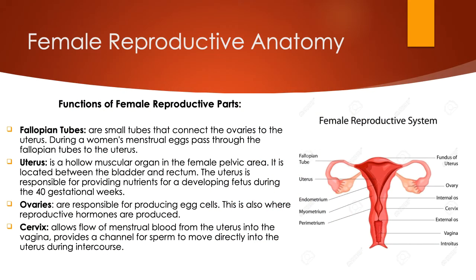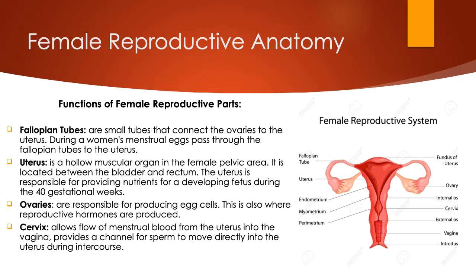First, let's talk a little bit about the female reproductive anatomy and some of the functions of those different parts. So we have the fallopian tubes, which are small tubes that connect the ovaries to the uterus, which is a hollow muscular organ in the female pelvic area, and this is responsible for providing the nutrients to a developing fetus during those 40 gestational weeks.